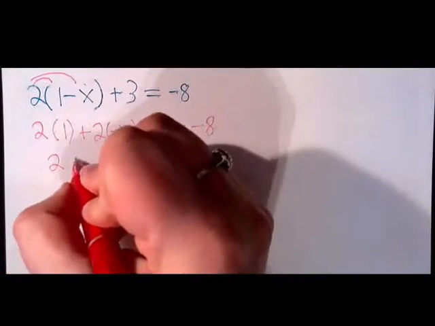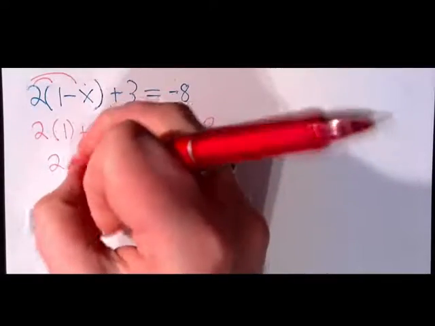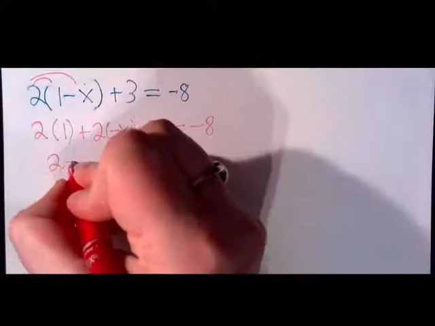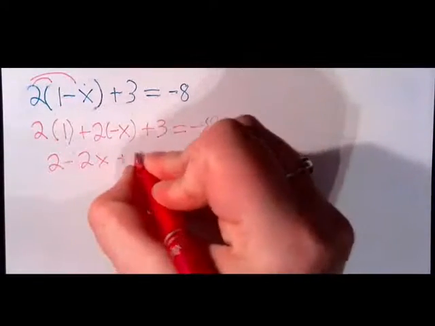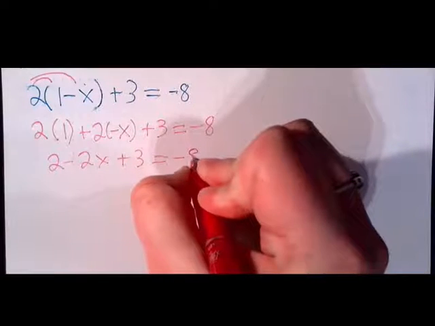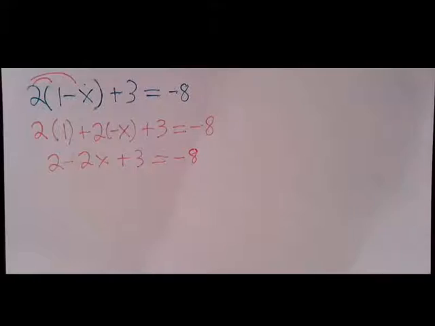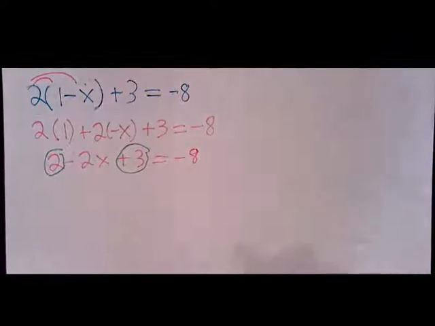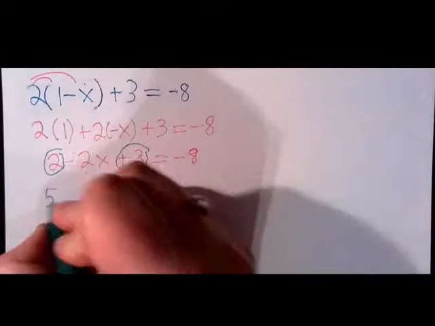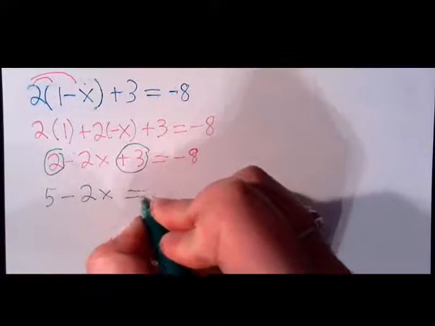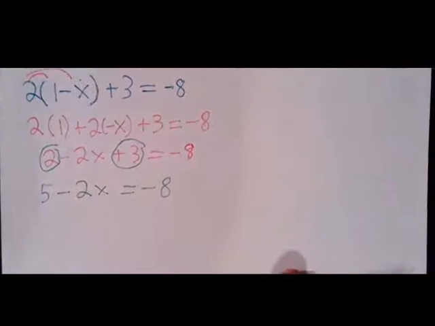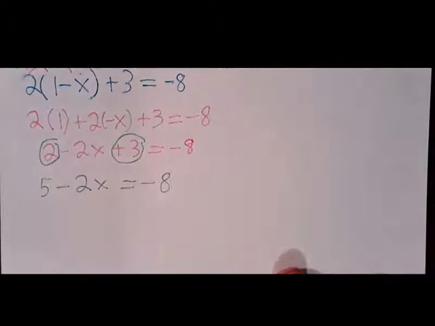2 times 1 minus 2x plus 3 is equal to a negative 8. Now, combine my like terms. So in this case, the 2 and the 3 are my like terms. So 2 plus 3 is 5 minus 2x equals negative 8. Now guys, remember doing combining like terms, using inverse operations, that is all to give us equivalent equations so that way we can isolate the variable.